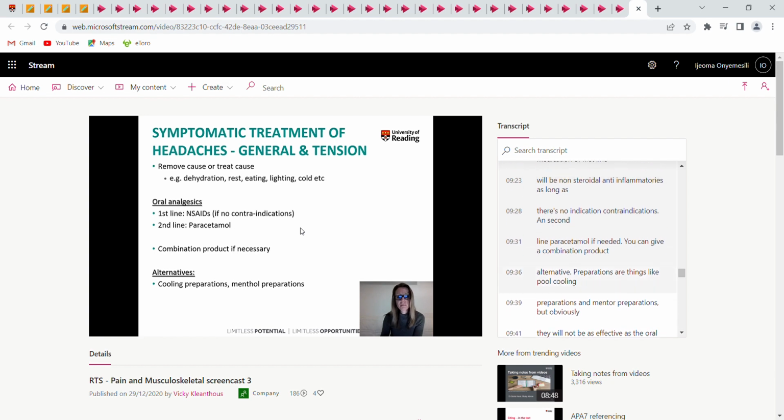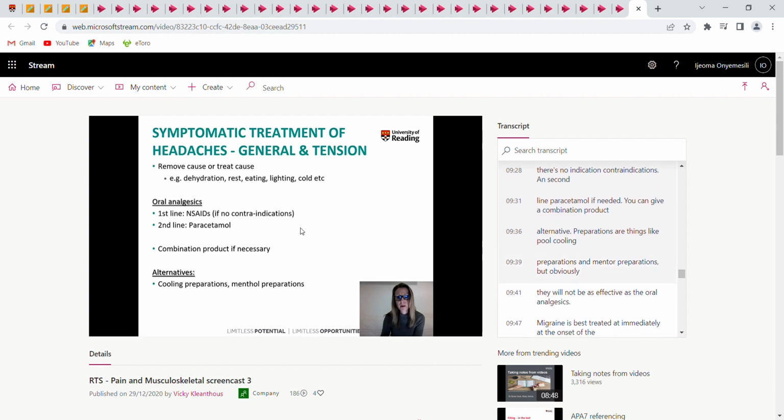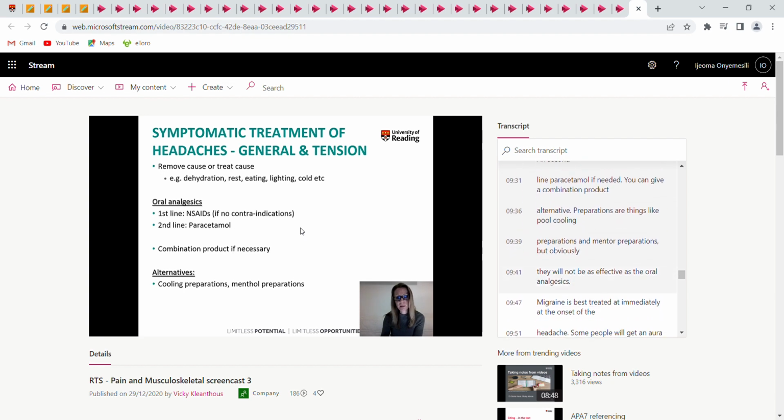Alternative preparations are things like cooling preparations and menthol preparations, but obviously they will not be as effective as the oral analgesics.